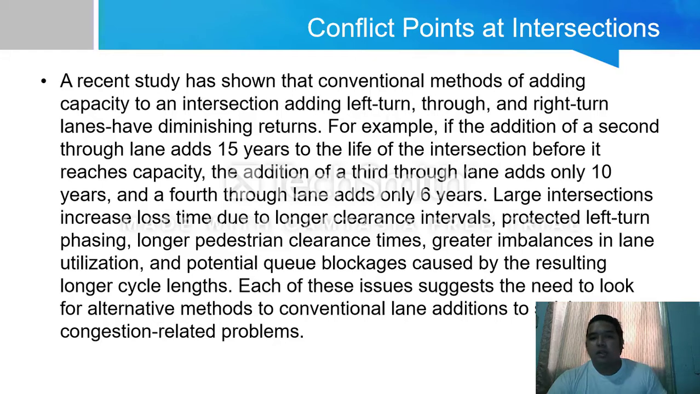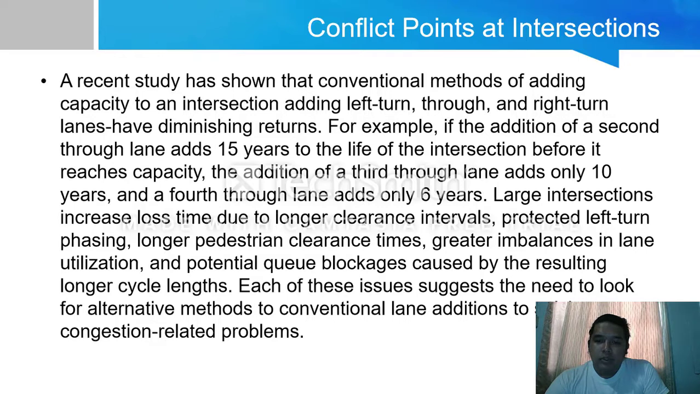A recent study has shown that the conventional method of adding capacity to an intersection, adding left turn, through and right turn lanes, has diminishing returns. For example, if the addition of a second through lane adds 15 years to the life of the intersection before it reaches capacity, the addition of a third through lane adds only 10 years, and a fourth through lane adds only 6 years. Large intersections increase lost time due to longer clearance intervals, protected left turn phasing, longer pedestrian clearance times, greater imbalances in lane utilization, and potential queue blockage caused by resulting longer cycle lengths.